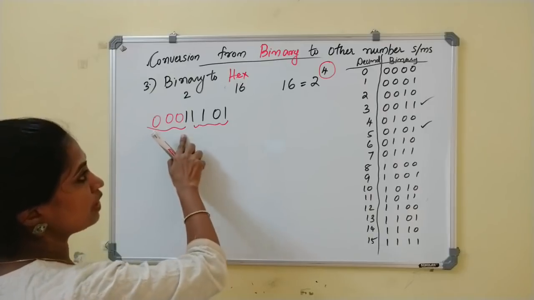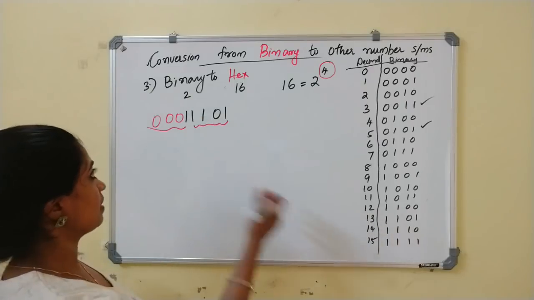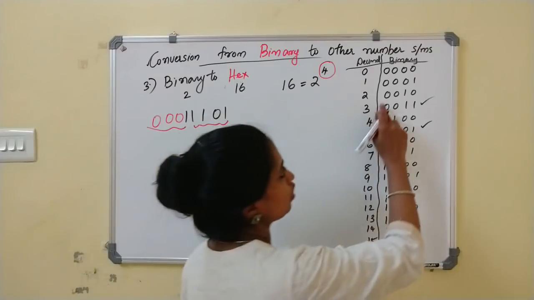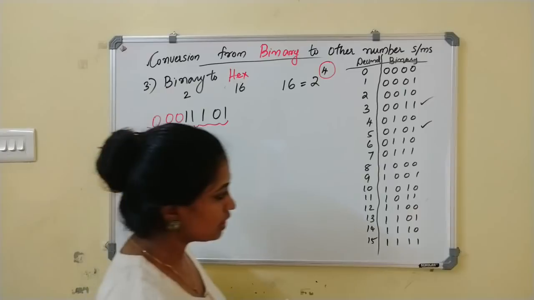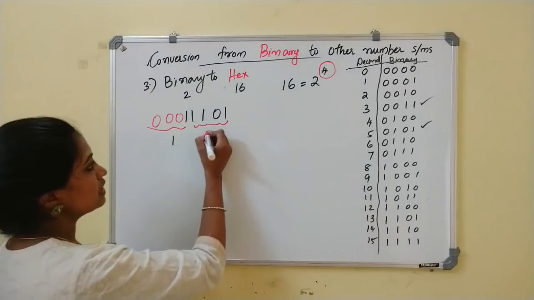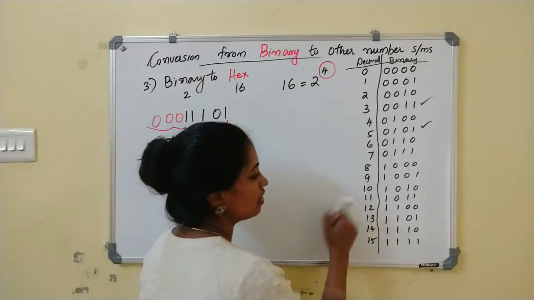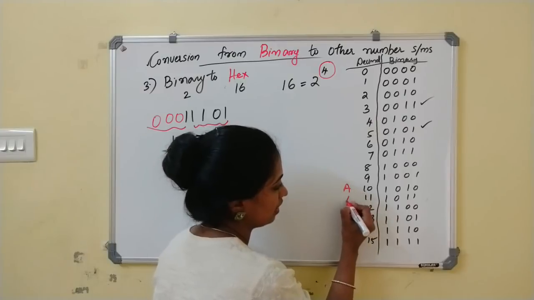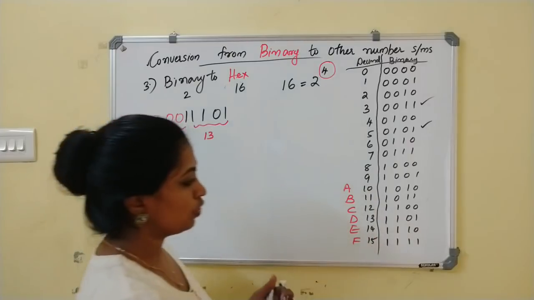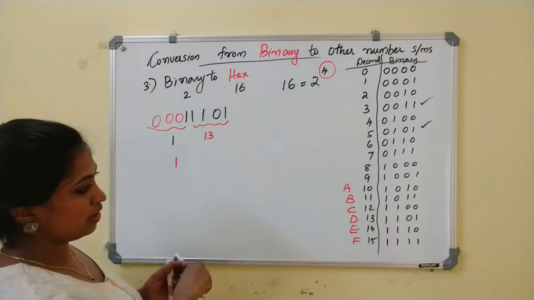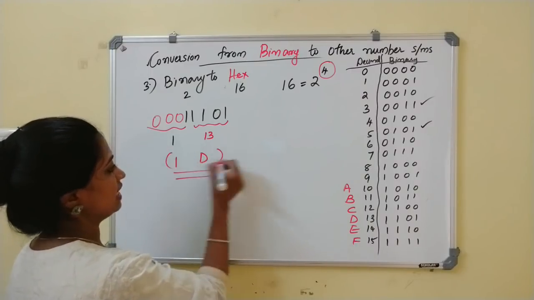So 0001, next we have to check the decimal or hexadecimal equivalent of this number. 0001 is 1. And 1101 is 13. But this is not the answer. In hexadecimal, after 9 we are representing 10 as A, 11 as B, 12 as C, 13 as D, E and F. So the equivalent of 13 is D. So 1D is the correct answer in hexadecimal of this number.